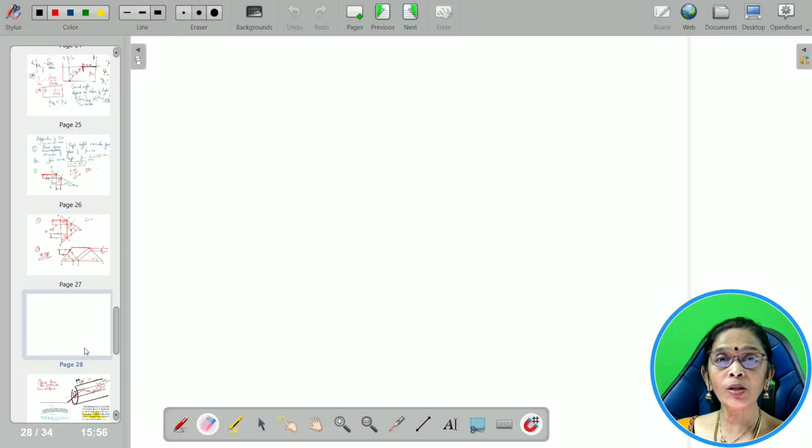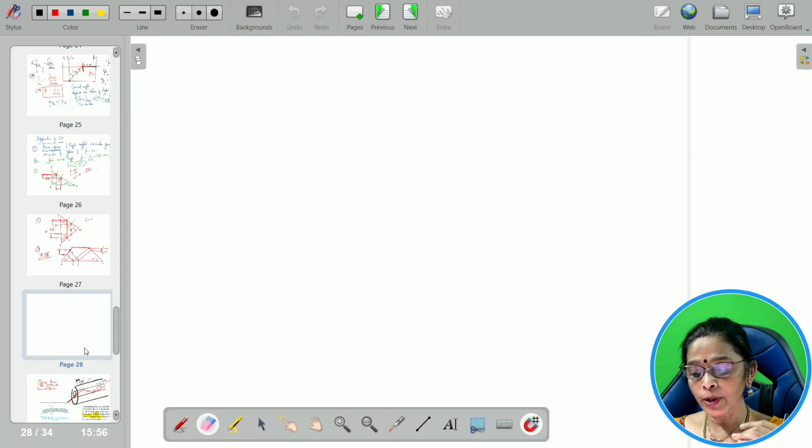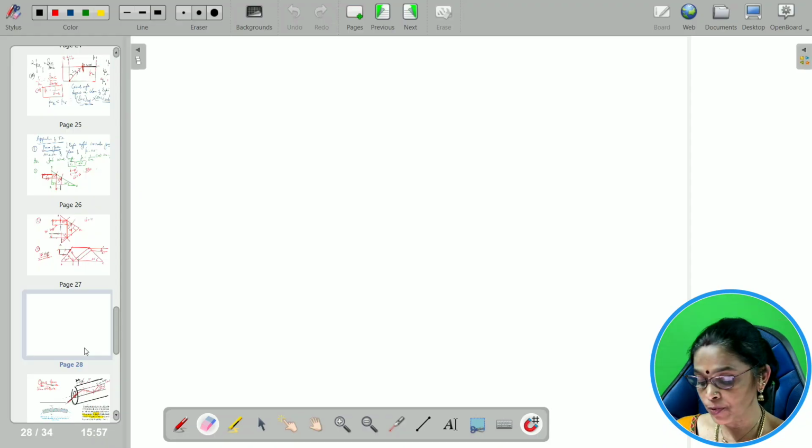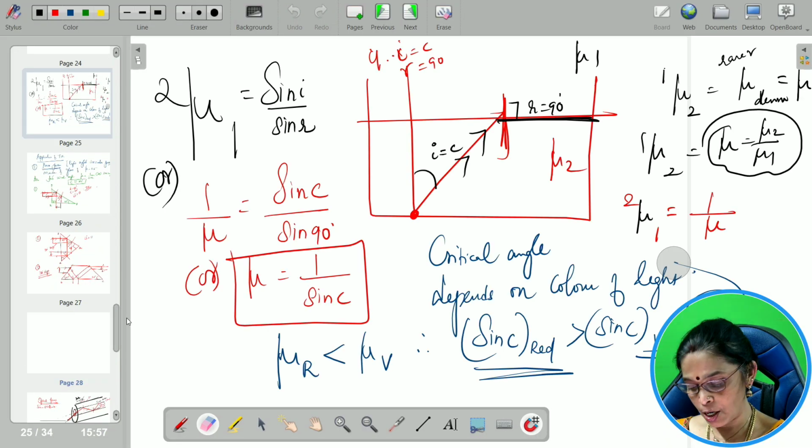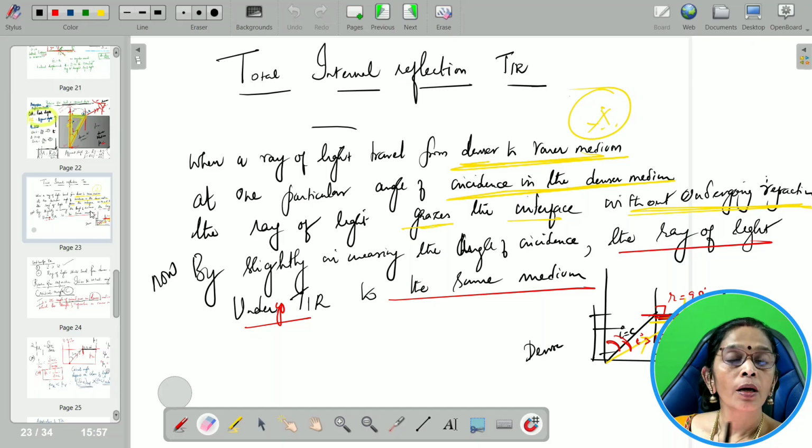So, good evening children. Let us continue with ray optics. In the last class, we have seen about total internal reflection. Of course, we have seen refraction, and following the refraction, we have seen TAR, and what is the condition for TAR and how TAR takes place.